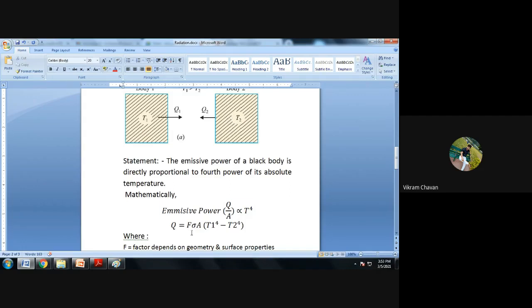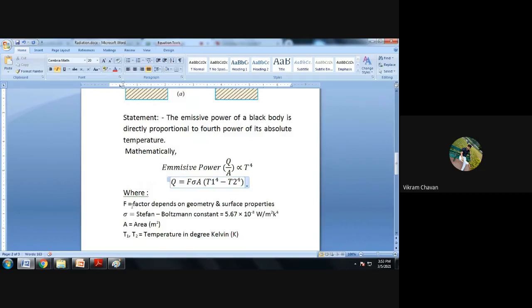Now here two constants have been introduced to normalize the equation of Stefan Boltzmann, that is F and sigma. F is a factor that depends on geometry and surface properties. It is also called the geometry factor, or G factor. So F depends on the geometry and surface properties of that particular material.